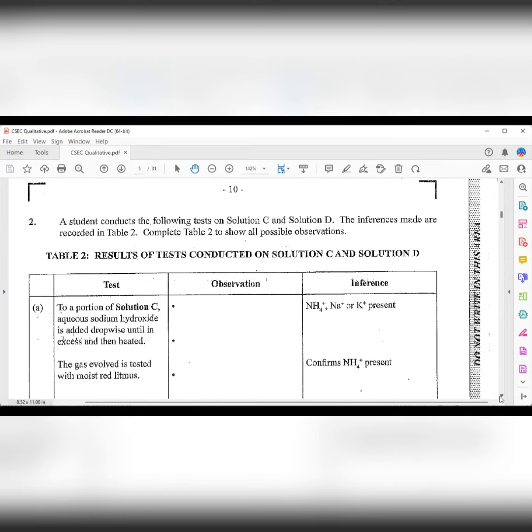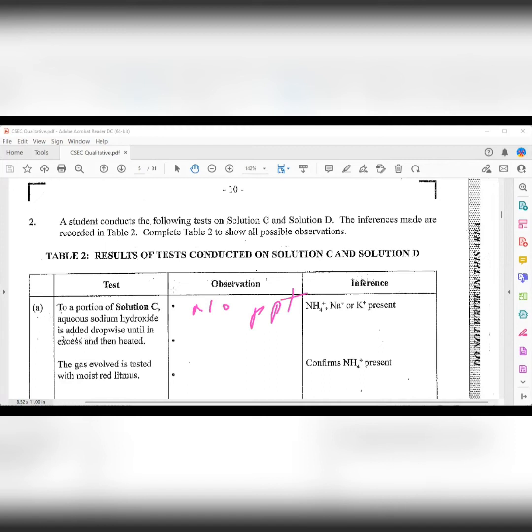heated. It says sodium, ammonium, and potassium ions present. If that is the case, you would observe no precipitate being formed. You get no precipitate when you use sodium hydroxide with sodium, ammonium, and potassium. So therefore, what you would put is no PPT. Let me get my marker here, no PPT.